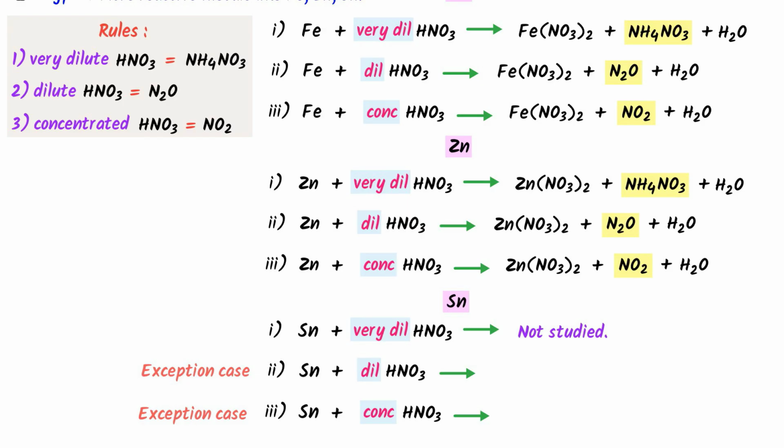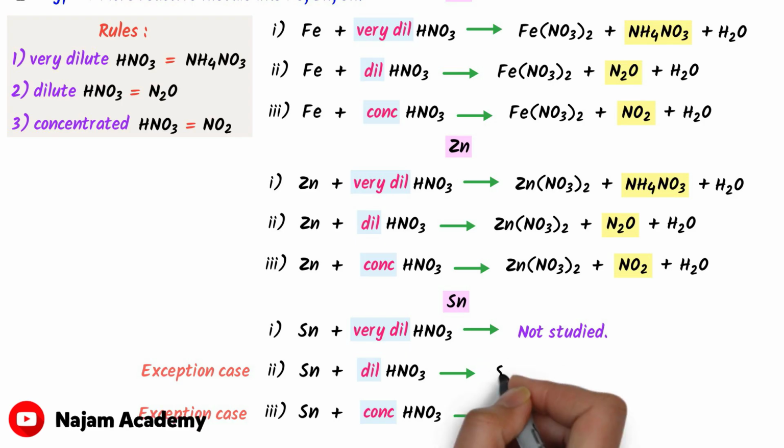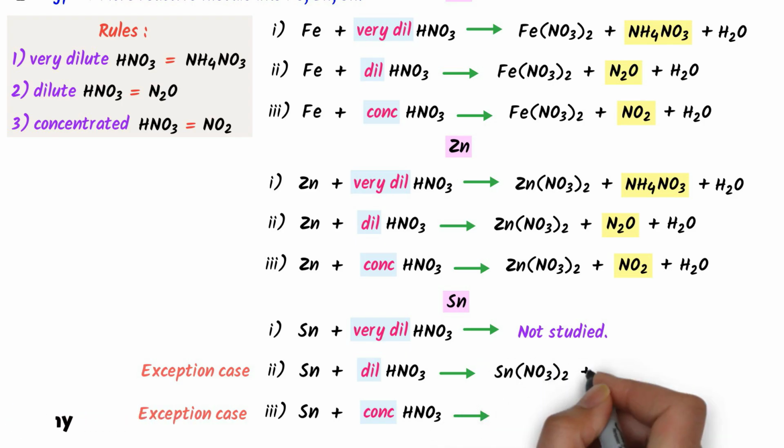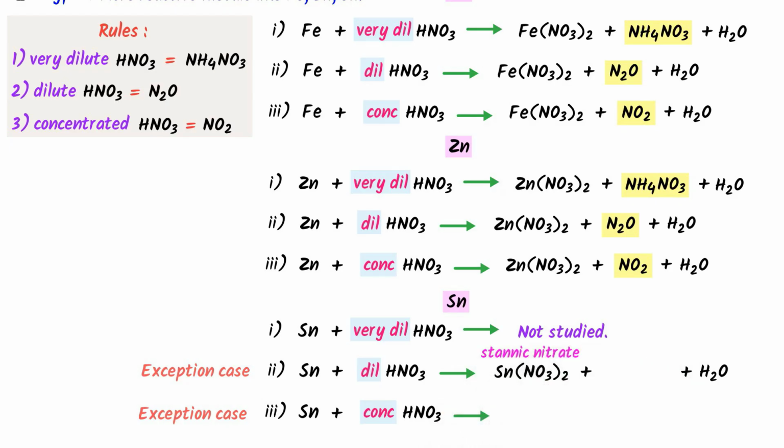Now listen carefully. When tin reacts with dilute nitric acid, as usual, tin nitrate is produced and water is also produced. Remember that we also call it stannic nitrate. On the other hand, when tin reacts with concentrated nitric acid, instead of tin nitrate, H2SnO3 is produced and water is also produced. Remember that we call this important compound metastannic acid.